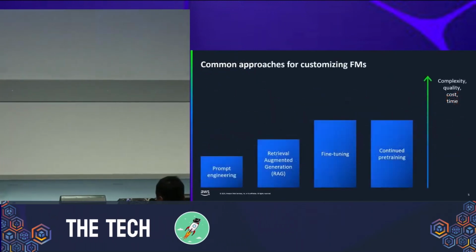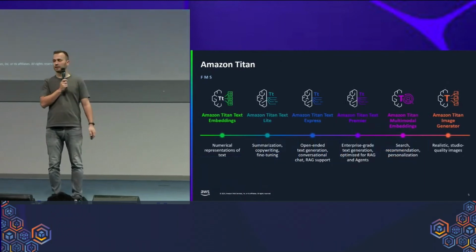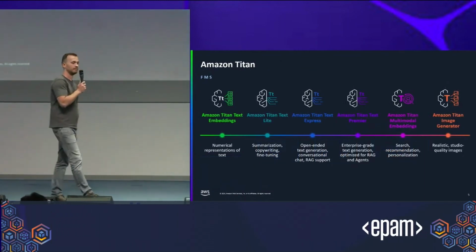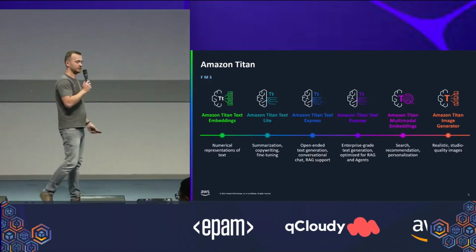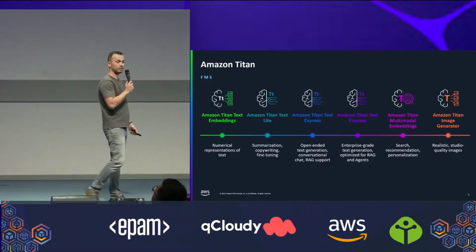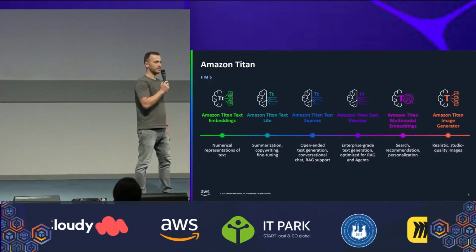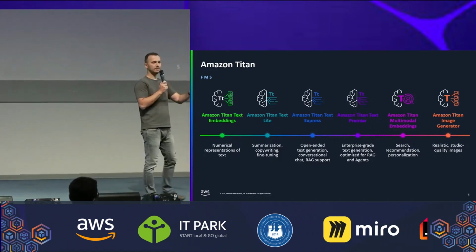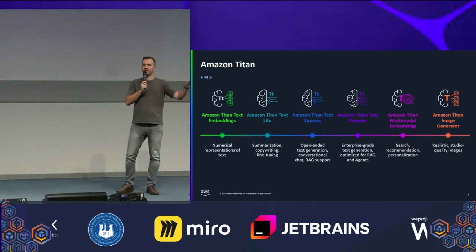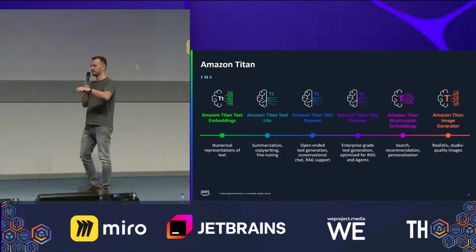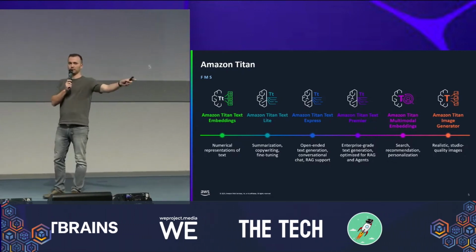Another model family which I would like to talk about is the Titan. That's quite obvious why I talk about it, because it's from Amazon. And as you can see here, we have six different models. The first one, which has the word embeddings at the end, is a special type of model which basically does one thing. It takes the text and transforms it into a vector. A vector, if you remember from linear algebra, is a kind of row of numbers.